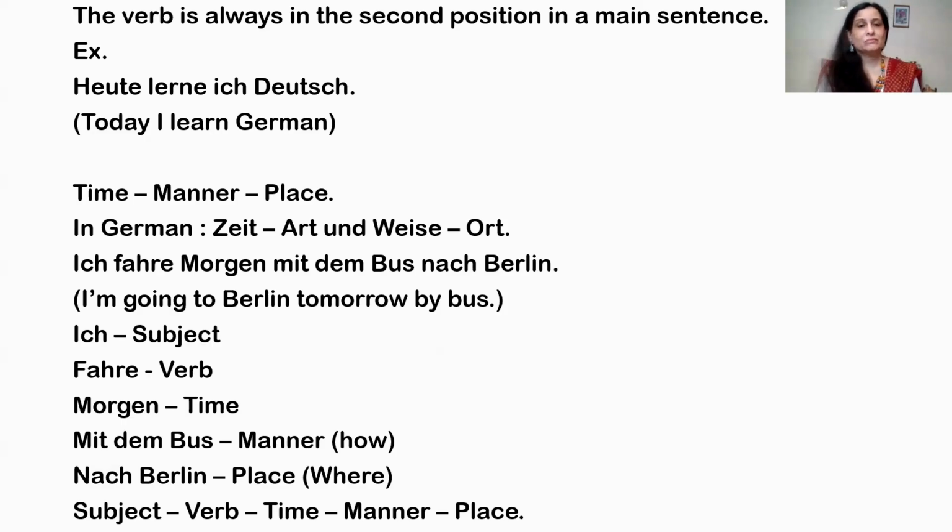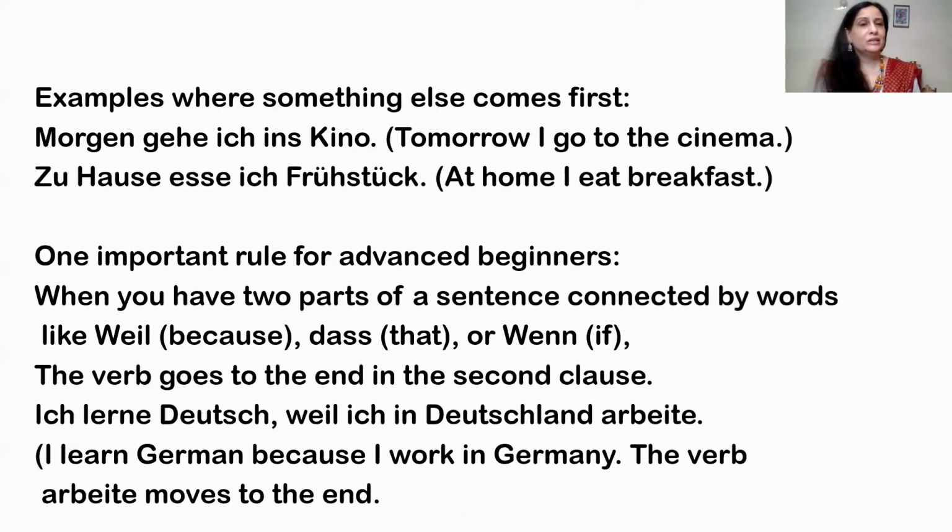Then mit dem Bus is manner. How are you going? How are you traveling? Mit dem Bus, by bus. Nach Berlin. Where? To Berlin. That is the place, meaning Ort in German. So it will be subject, then verb, time, manner, and place. Got it? Okay, we'll see a few more examples.